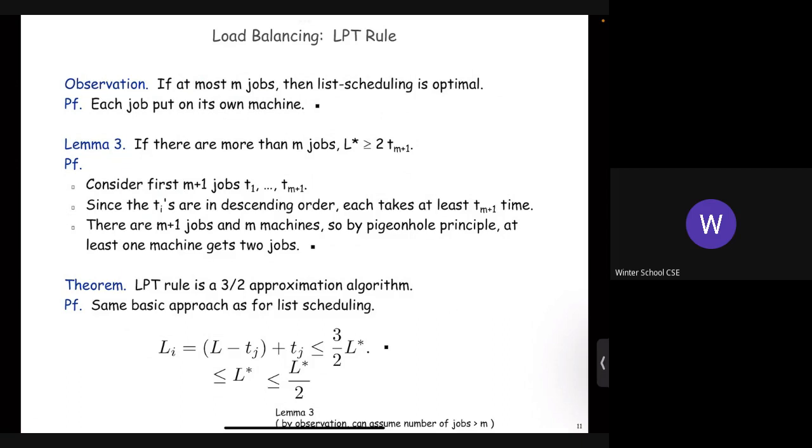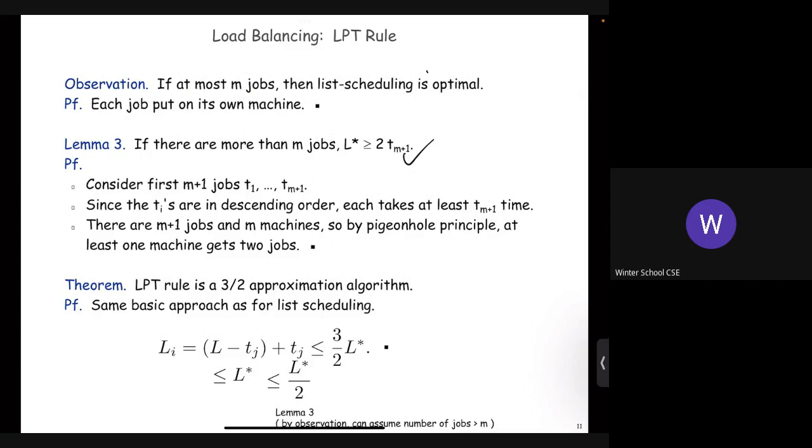Is this fine? That L star is at least two times T of M plus one. Is that fine? What is the M plus oneth job? In the sorted order, this is the M plus oneth job. Is that okay? Now we are done.